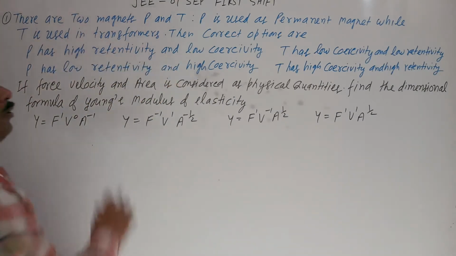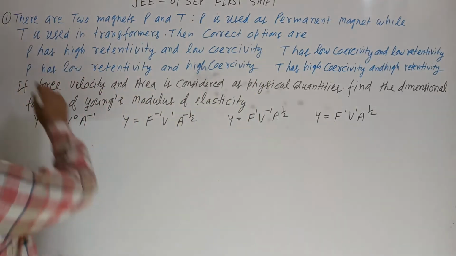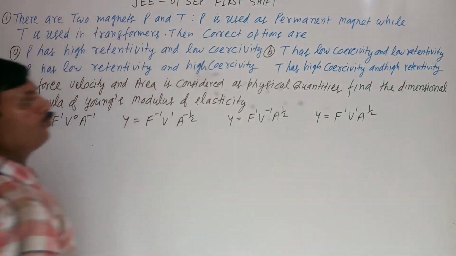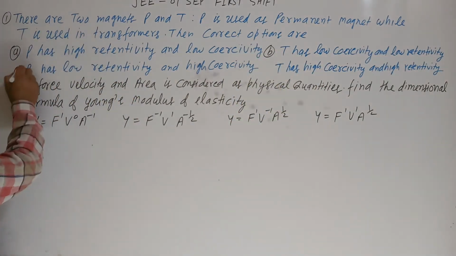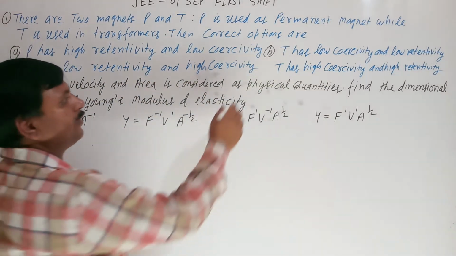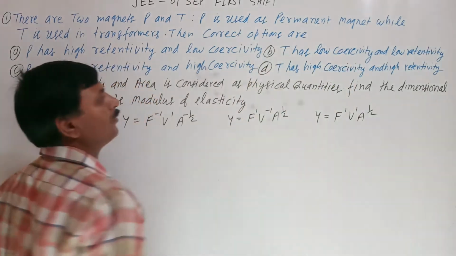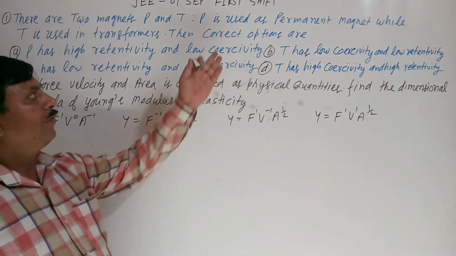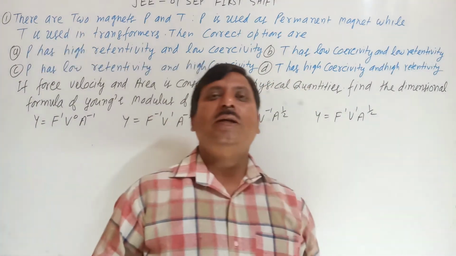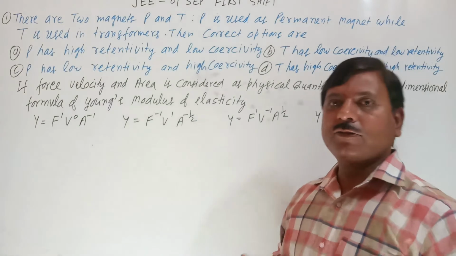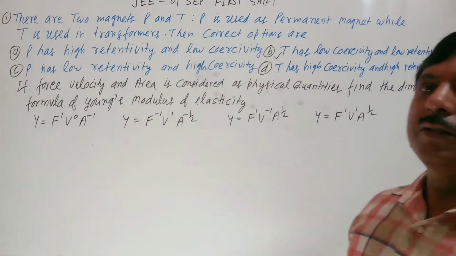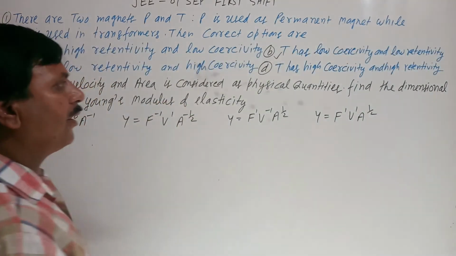P has high retentivity, low coercivity. What they have given: T has low coercivity, low retentivity. P has low retentivity, high coercivity, and T has high coercivity, high retentivity. So for a transformer, what we know is low coercivity and low retentivity, because hysteresis loss should be minimum. So that's why option B will be the correct one. Options A, C and D are wrong.